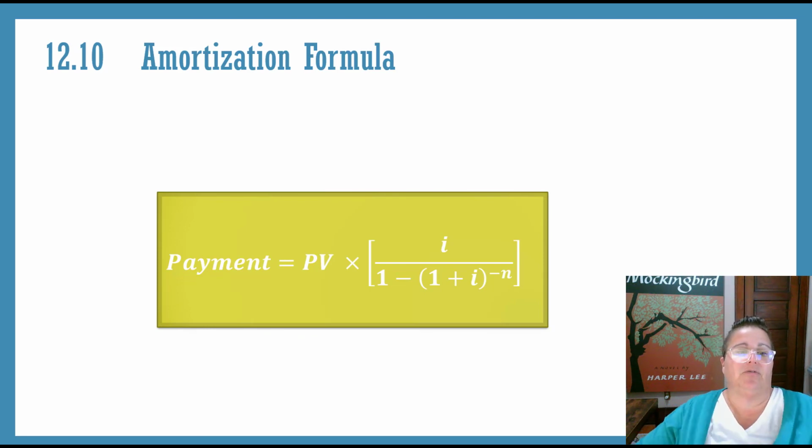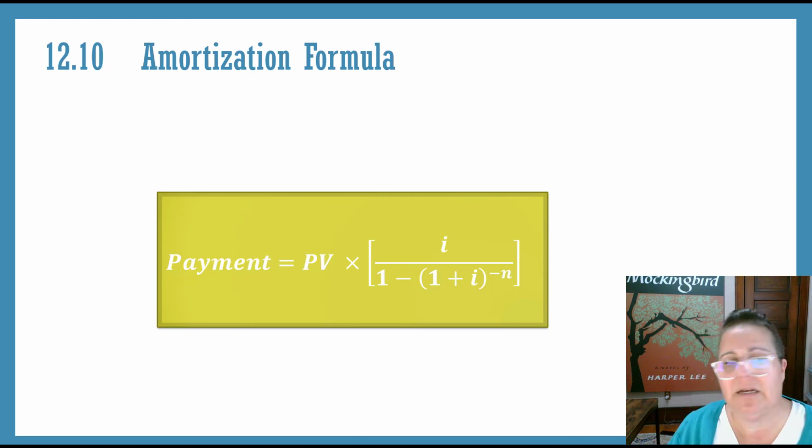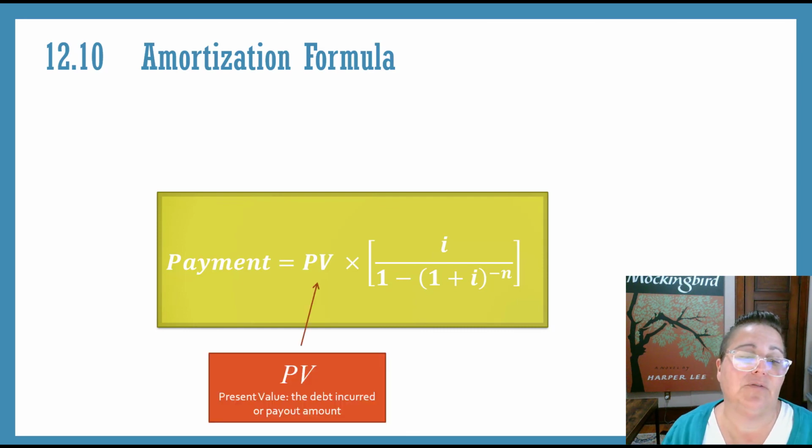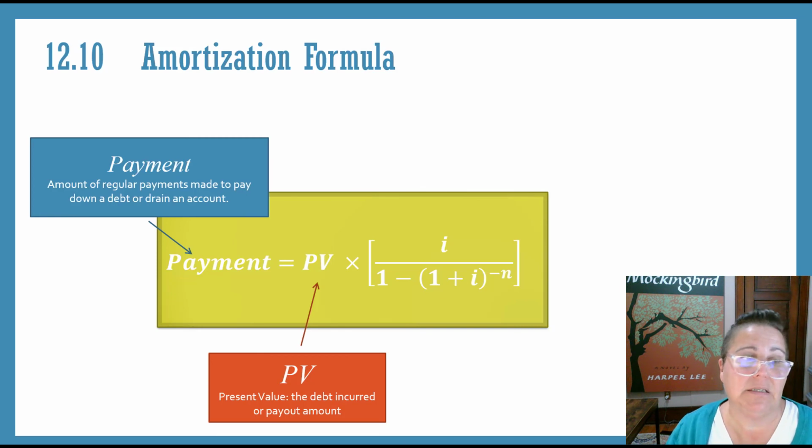So the amortization formula uses the present value and multiplies it again by that brick. That brick this time is I divided by the entire denominator, which is 1 minus 1 plus I to the negative nth. So again, the PV stands for the present value. This is the debt incurred or the amount you have to take for the payout. The payment will be the regular payments made to pay down a debt, or in some cases to drain an account, a scholarship, a lottery winning, etc.